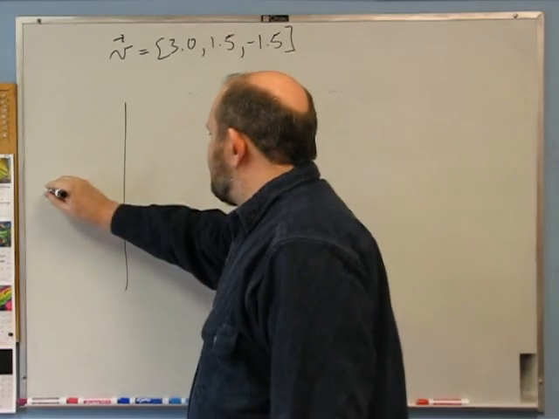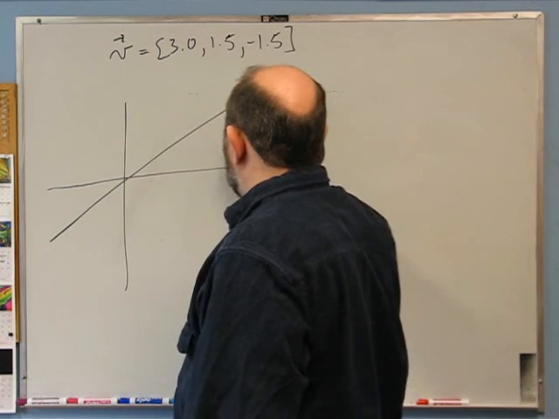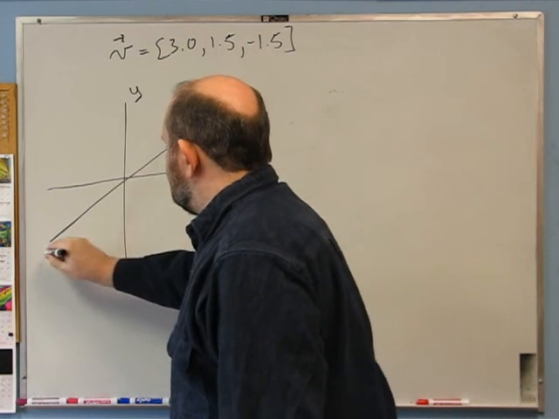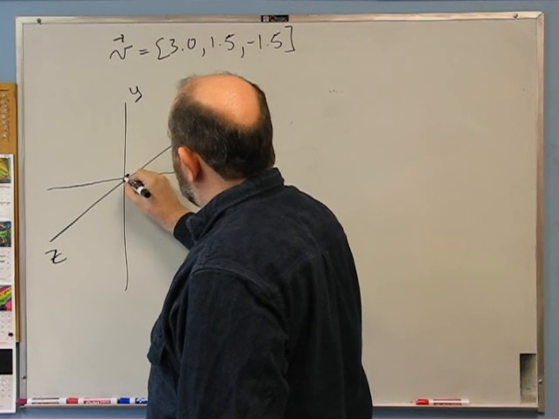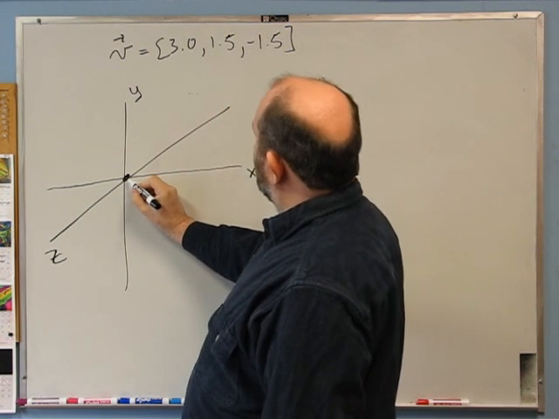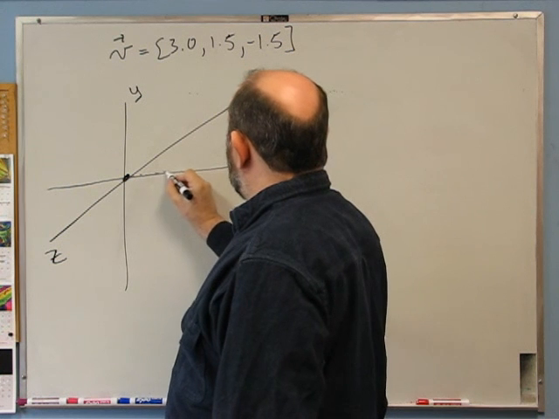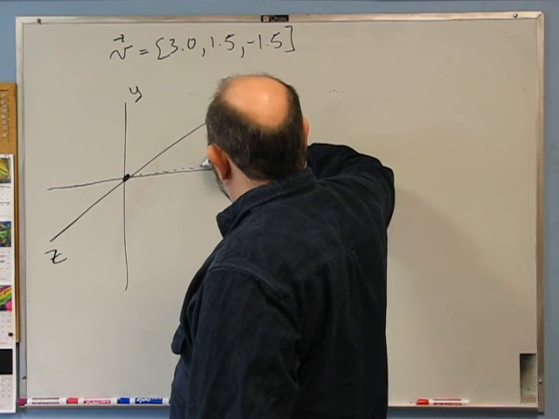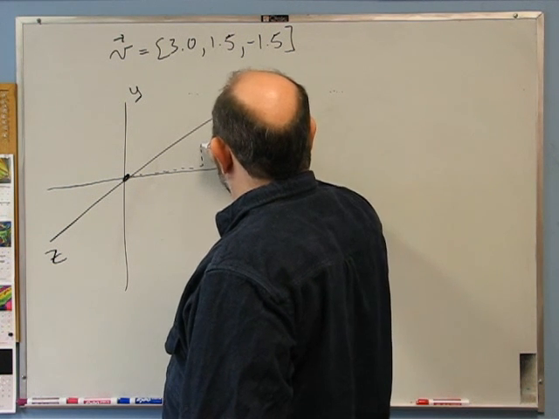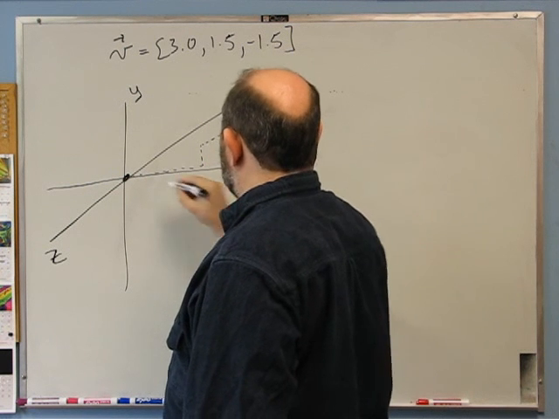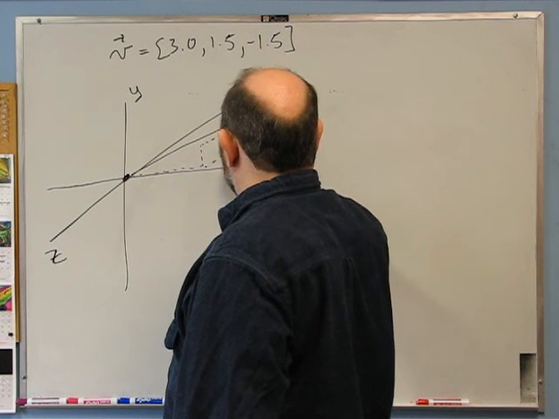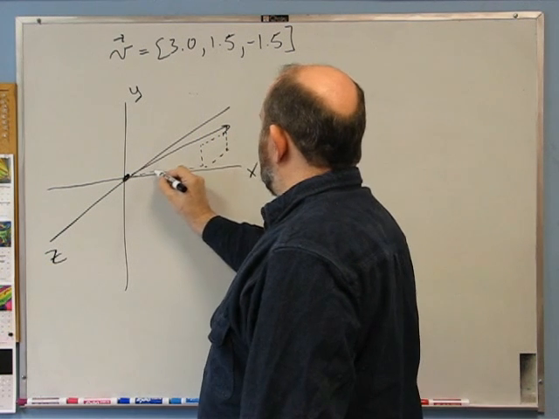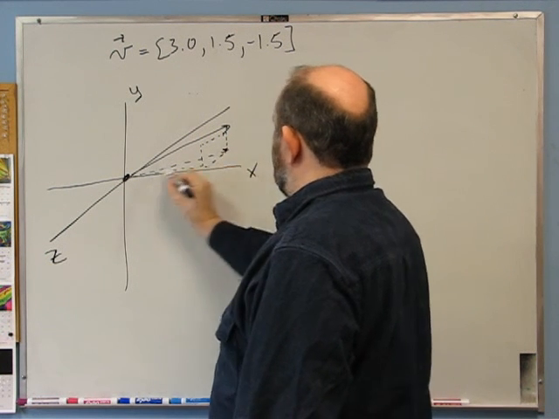So to get a feeling for this, I'm going to draw X, Y, Z. And now I'm going to draw this vector, placing it at the origin. So the way we represent this is I'll put a little dot where the vector is. And it's going to have to go 3 in the X direction, 1.5 in the Y direction, and -1.5 in the Z direction. So the vector would point something like that, where if I make the shadow of the vector onto the XY plane, it would be this thing I just drew.